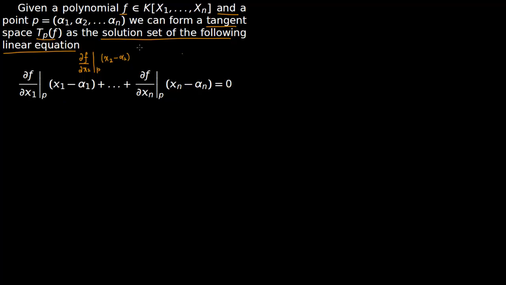So this is a linear equation. The solution set of this equation, that is the values of x1, x2, all the way to xn which satisfy this linear equation, forms the tangent space of the polynomial.